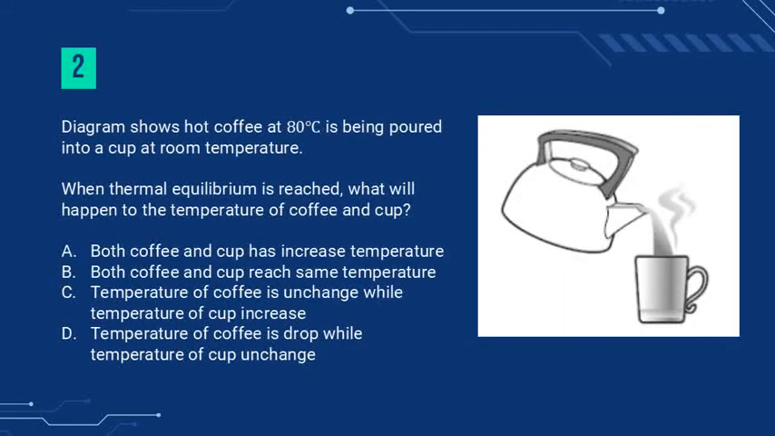Question 2. The diagram shows hot coffee at 80 degrees Celsius being poured into a cup at room temperature. When thermal equilibrium is reached, what will happen to the temperature of the coffee and cup? Is it A, both coffee and cup have increased in temperature? B, both coffee and cup reach the same temperature? C, temperature of coffee is unchanged while temperature of cup increases? Or D, temperature of coffee is dropped while temperature of cup is unchanged? So the answer here is B. Both coffee and cup reach the same temperature.